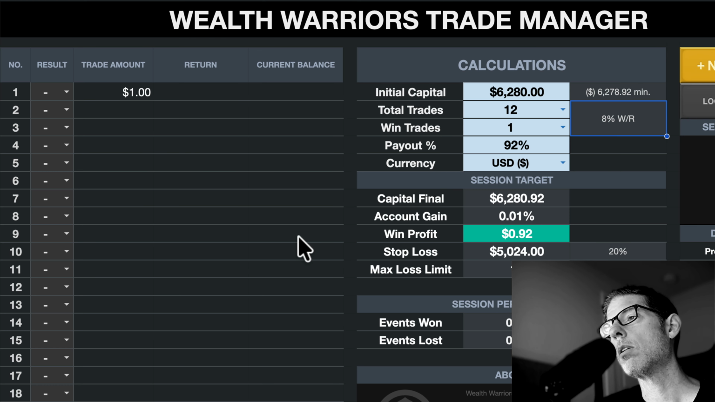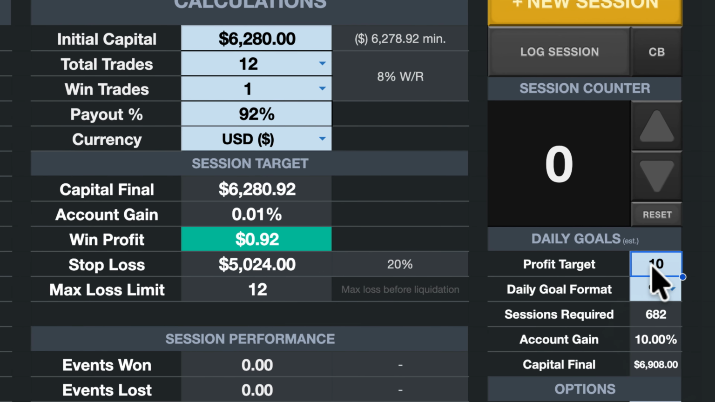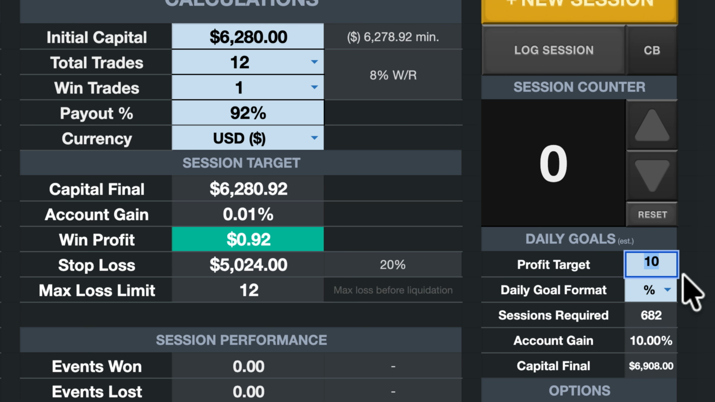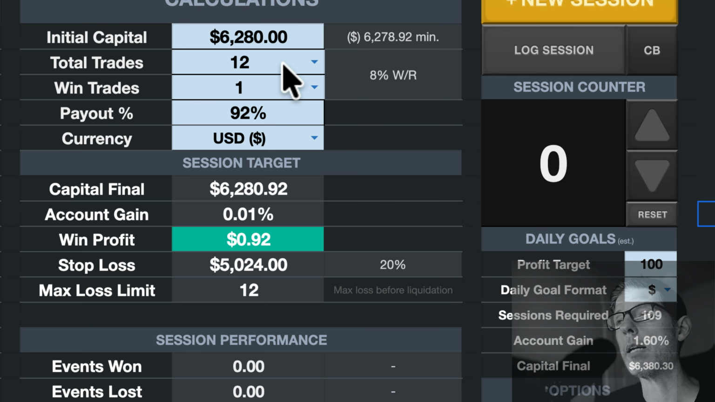So for strategies that take longer with those higher time frames and higher expiries, it's going to take a really long time to reach your goals. You're going to have to complete a lot of sessions. In other words, let's say if I put profit target over here inside of the daily goals calculator, if I put 100, we're going to have to do 100 sessions in a day just to reach $100 with these settings.